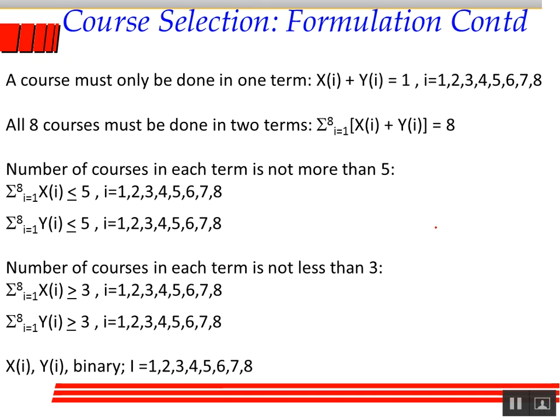And a course must be done only once. So here we don't allow failing and then retaking, right? So as we said, the xi, yi are related because if you take the course this term, next term you don't need to take the course, right? And then all 8 courses have to be done within 2 terms, and you can write this kind of constraint. So the summation of xi plus yi has to equal 8.